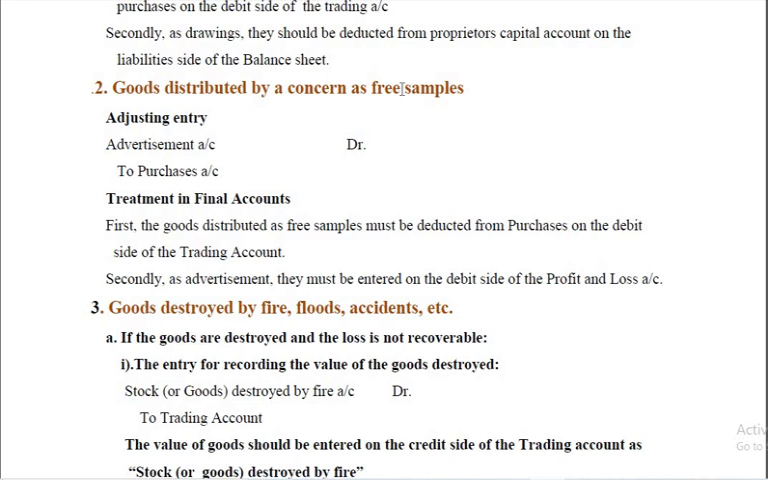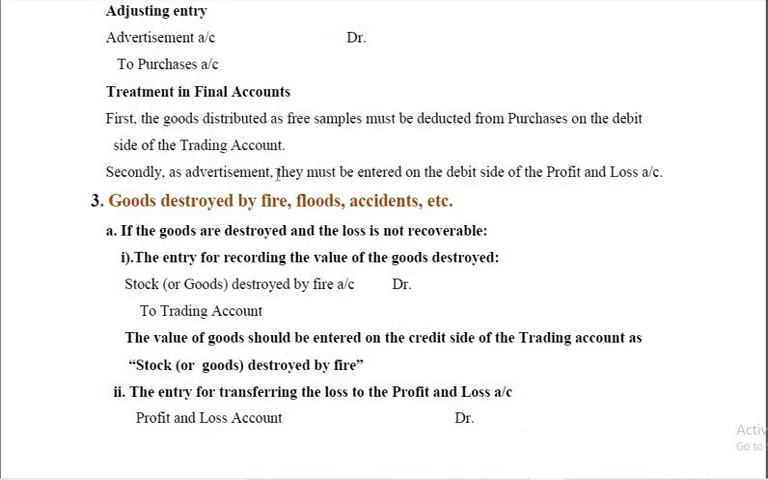See, out of purchases, some goods are not meant for sale. That's why you are deducting them from the purchases. So from the purchases, goods distributed as free samples are deducted. The treatment in the final accounts: first, that should be deducted from purchases on the debit side of trading account. And secondly, that is taken as advertisement and debited to profit and loss account.